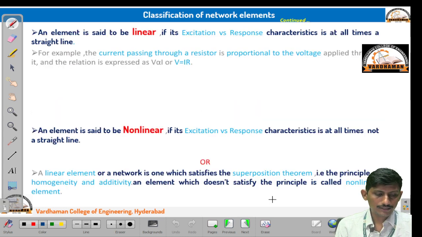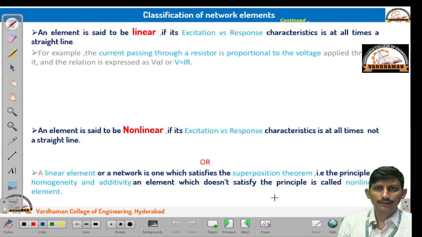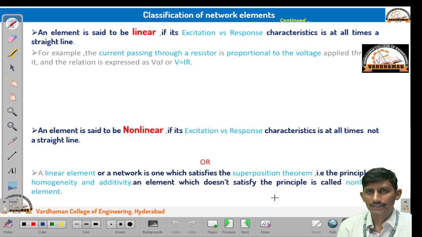Next classification is linear and non-linear. Any electrical element, if it is to be called a linear element, the relation between excitation and response given to that element should be linear.